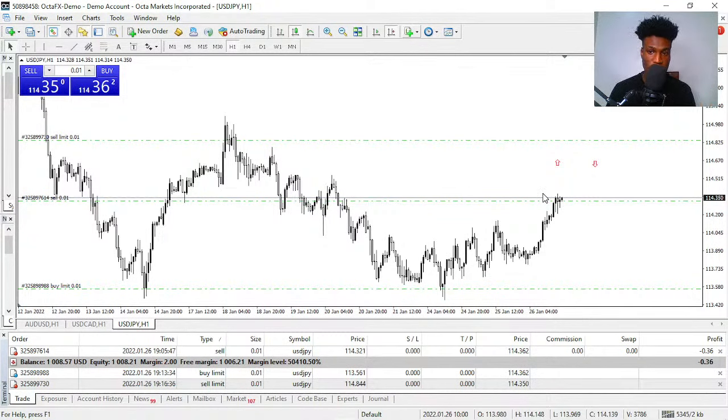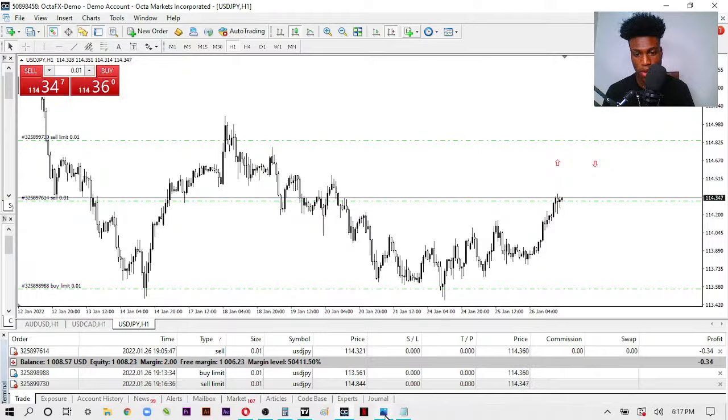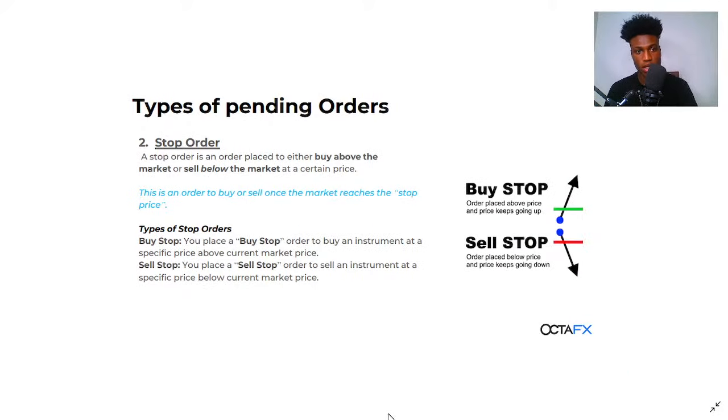Remember, when you place pending orders, you need to use stop loss and take profit levels. So you don't just want to place orders and leave the market like that. You need to also put stop loss and take profit levels. Any questions on sell limits and buy limits? So I can talk about the next type of pending orders, which is the stop orders.